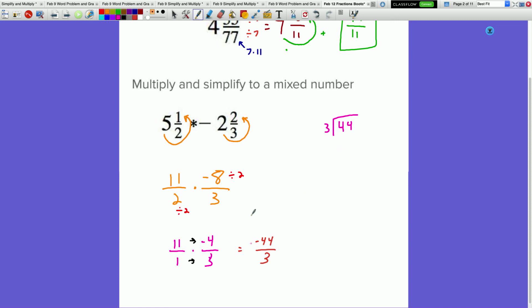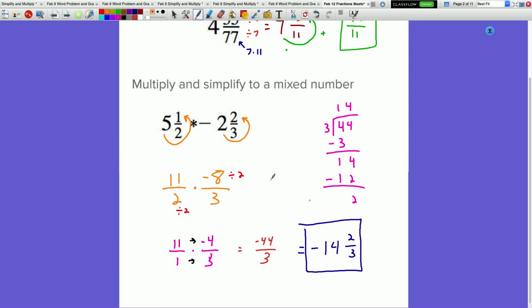Now I can turn this back into a mixed number by actually completing the division of 44 divided by 3. Again, just ignore the negative, don't let that throw us off. 3 fits into 4 one time. Multiply the 1 times the 3, subtract it away. Drop down the 4. 3 fits into 14 4 times. Multiply the 4 times the 3, we get a 12, subtract it away. We have 2 left over. So that gives us our final mixed number of 14 and 2/3, and then bring the negative back over. So -14 and 2/3. That's our remainder there.